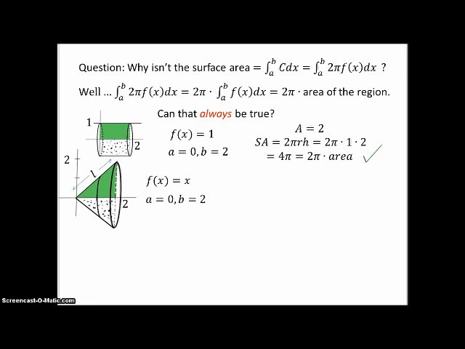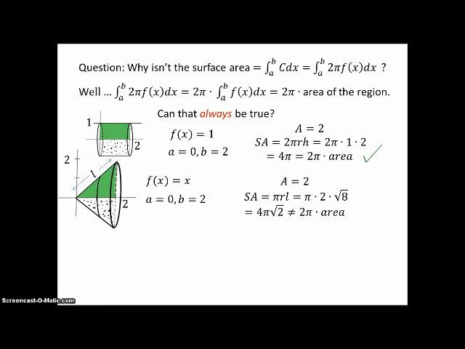But here's another simple example. Now the region is a triangle. f of x is x, and a equals 0 and b equals 2 again. And the area is 2, but the surface area for a cone is pi r l, where l is the lateral length, the diagonal shown there on the diagram. And so that's pi times 2, which is the radius of the bottom of the cone, times l, which by the Pythagorean theorem is root 8. So now we've got 4 pi root 2, which does not equal 2 pi times the area anymore. The area stayed the same, the surface area changed.